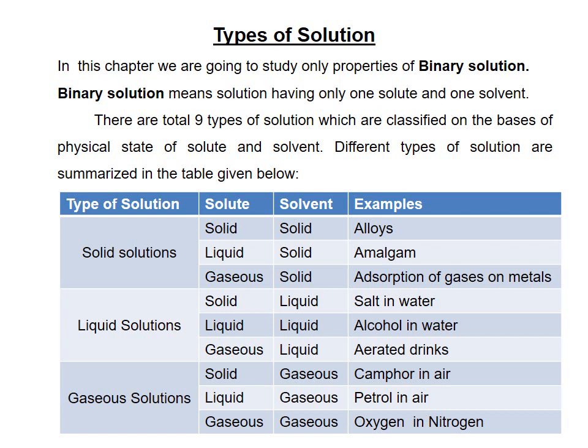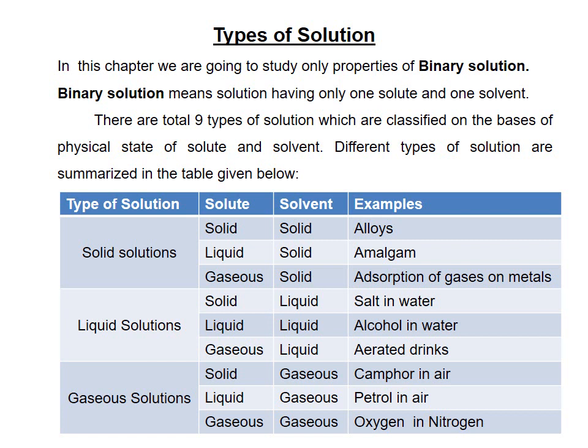Similarly, the second type of solution, that is liquid solution, is further classified into three types based on the physical state of the solute. Solid solute in liquid solvent: we know this example, salt or sugar dissolved in water. Liquid solute in liquid solvent: alcohol dissolved in water. And the third type is gaseous solute in liquid solvent: when CO2 gas is dissolved in water, which we term aerated drinks or soft drinks.